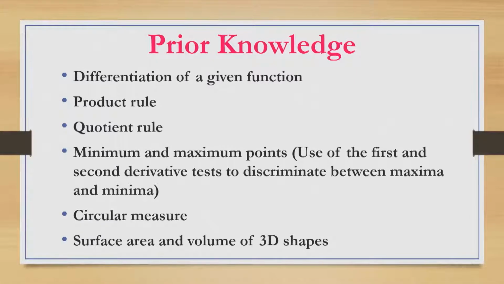You need to know your product rule, your quotient rule, minimum and maximum points, which you have already learned in the previous lesson. Here you can make use of the first and second derivative tests to discriminate between maxima and minima. You also need to recall the chapter circular measure and to know the formula for the surface area and volume of 3D shapes. So let us start.